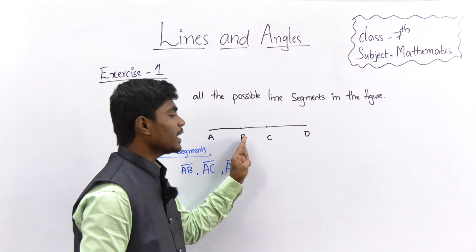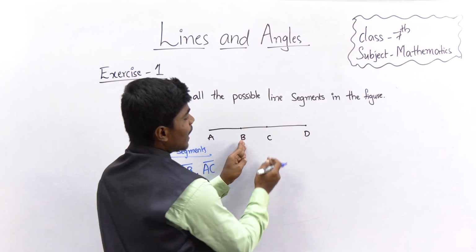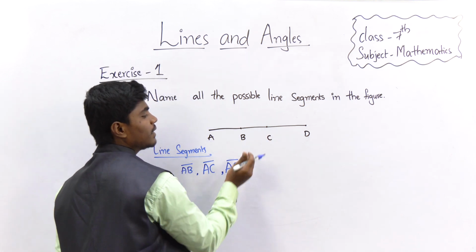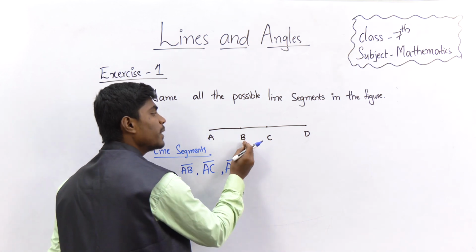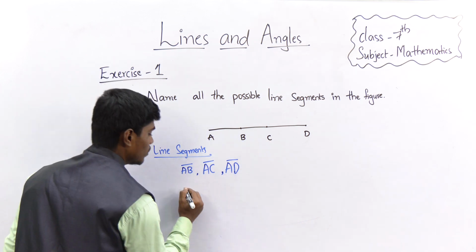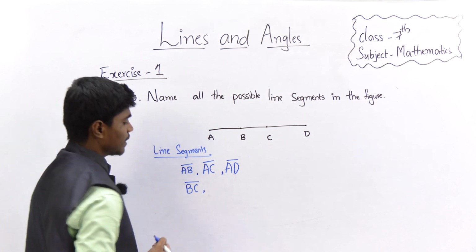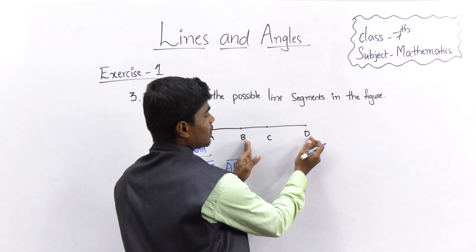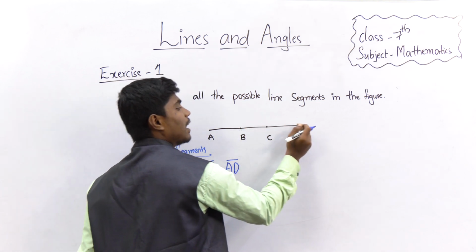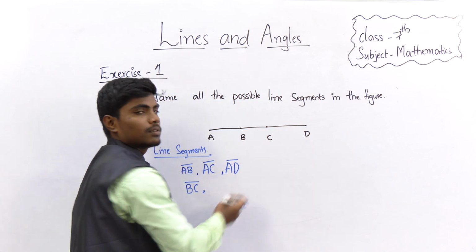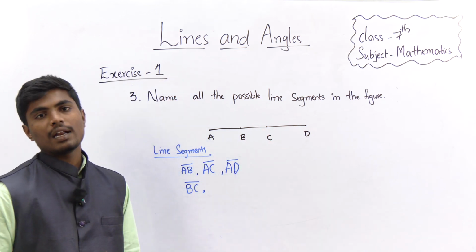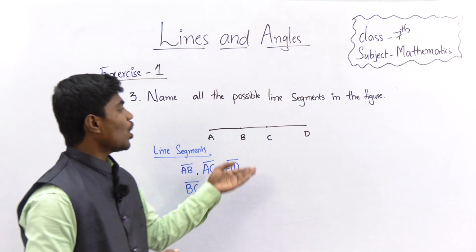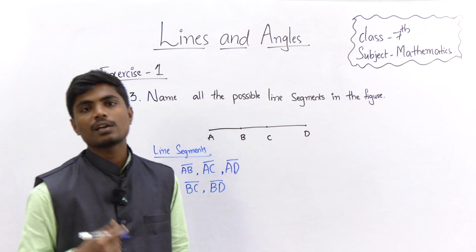Now let's take point B. Here B and C are two points and one line is joining them. So BC is also a line segment. Next we consider D. Here B and D are two points and one line is joining them. So BD is also a line segment. All possible line segments with B are also completed.